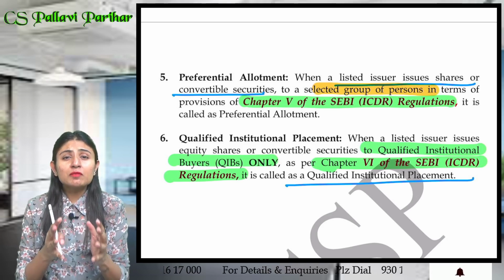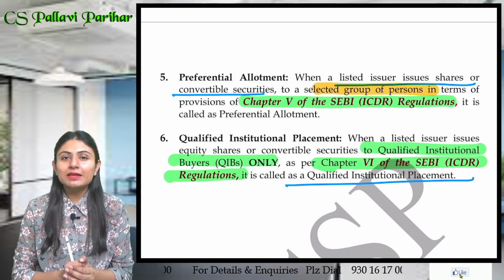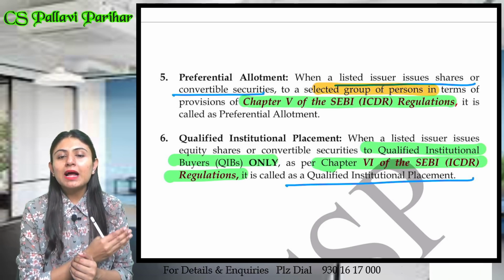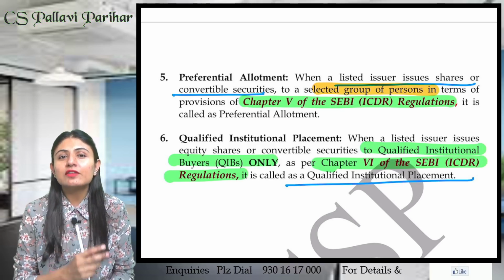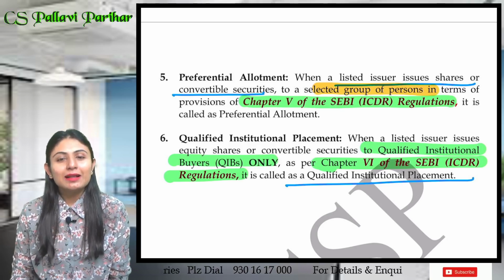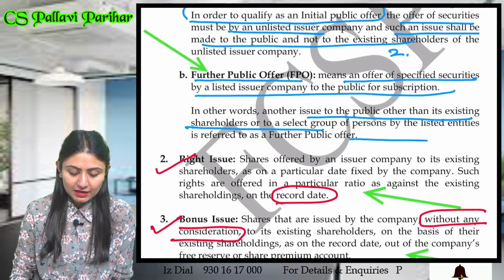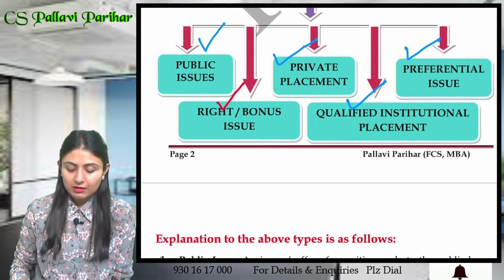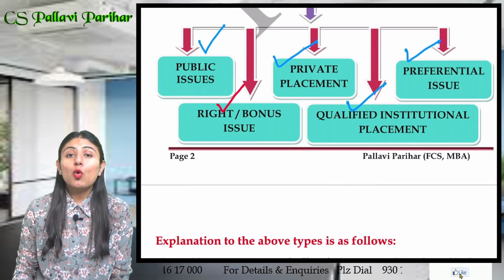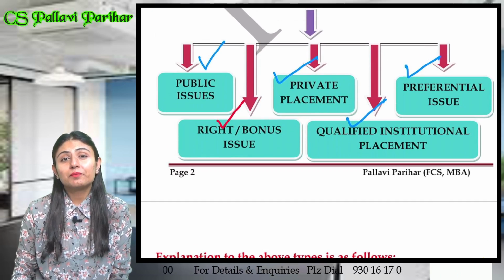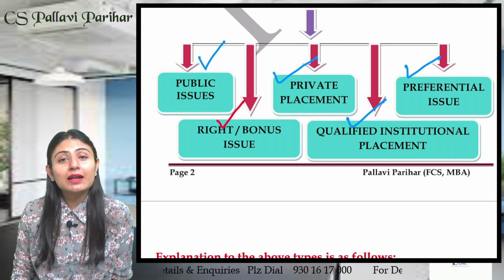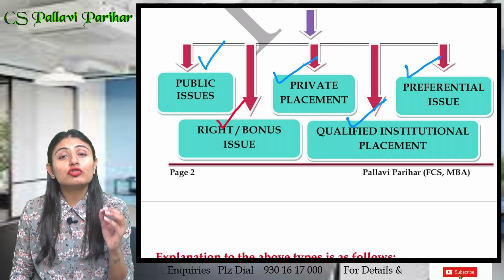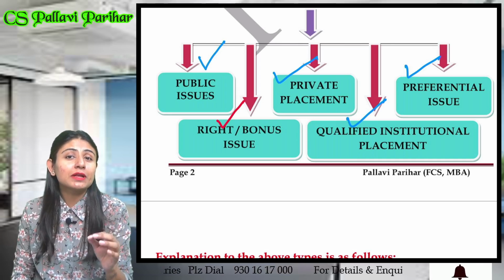But when your issue is specifically targeted only to the QIBs, and you comply with Chapter 6 of the ICDR regulations, your issue is termed a qualified institutional placement. And my dear student, onto all these kinds of issues, ICDR is applicable. So by now you can at least make out that ICDR happens to be one of the most detailed regulations framed by SEBI.